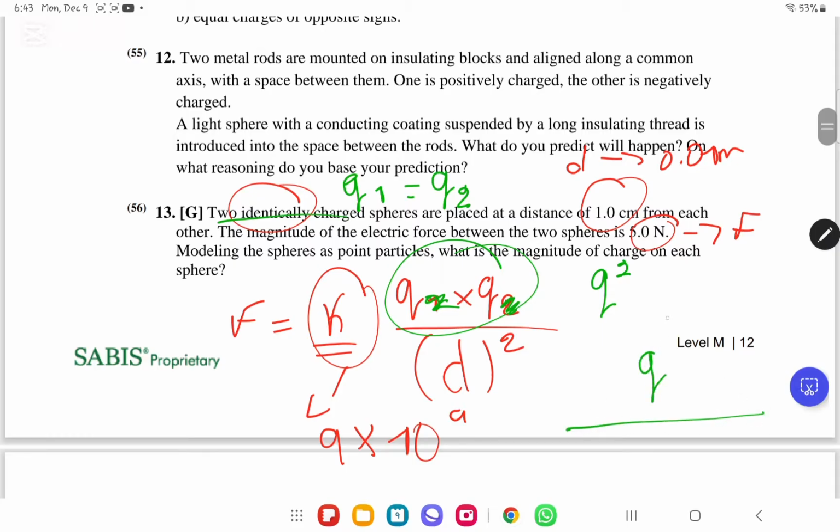So Q squared divided by the distance, which we got to be 0.01 squared, times k, which is 9 times 10 to the power of 9, is equal to the force, which is 5 newtons.